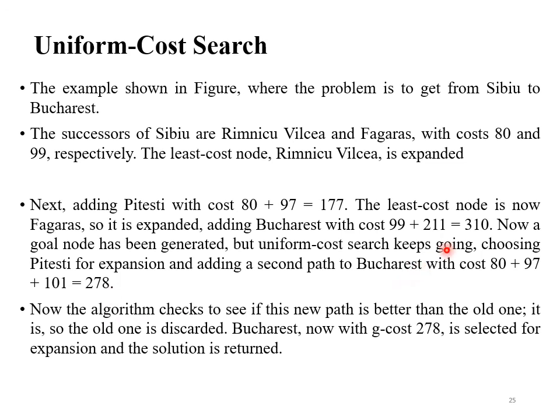278 is lesser in comparison to 310, so we will go from Sibiu to Bucharest by using the path which contains the cities Rimnicu Vilcea and Pitesti. Now the algorithm checks to see if this new path is better than the old one. It is, so the old one is discarded. Bucharest, now with path cost 278, is selected for expansion and the solution is found.